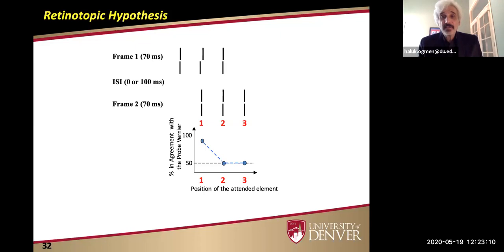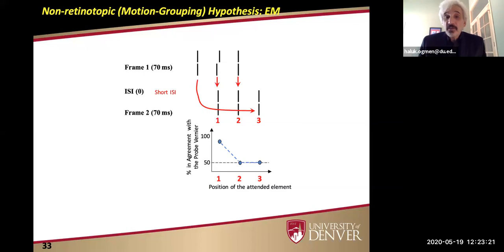And the retinotopic hypothesis, its prediction does not depend on ISI, because it's only based on retinotopic relationships. On the other hand, for the non-retinotopic hypothesis, the prediction depends on ISI, because as we have seen, based on ISI, we have different motion correspondences, hence different motion-based reference frames. In the case of element motion, the central element, its motion correspondence in the second frame, since these appear stationary, is element 1. So the non-retinotopic motion grouping-based hypothesis makes the same prediction as the retinotopic hypothesis in the case of element motion. We cannot use this condition to distinguish between the two hypotheses.